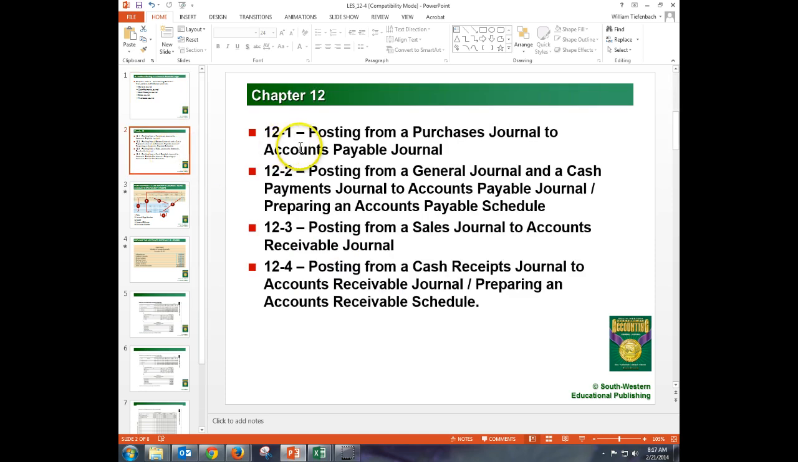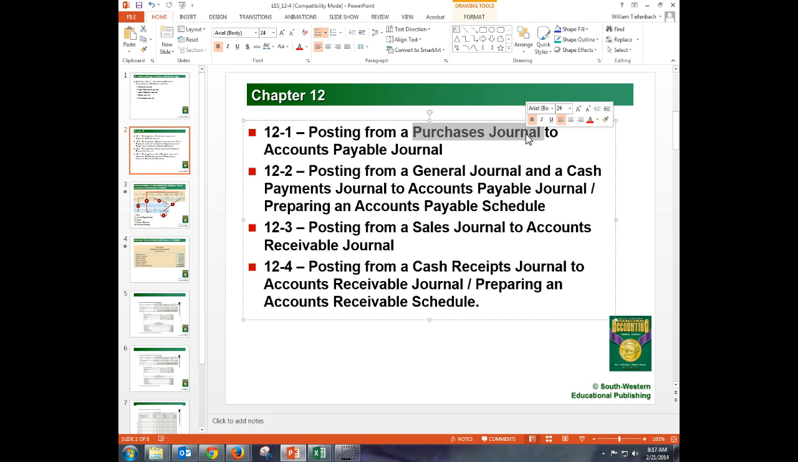In chapter 12, the first 2 sections dealt only with accounts payable, which is what we owe other companies. 12.1 was posting from a purchases journal, which means that we purchased merchandise on account, merchandise that we in turn sell to our customers. That was all that was done, from the purchases journal to the accounts payable ledger, the subsidiary accounts for each of the companies that you work with.